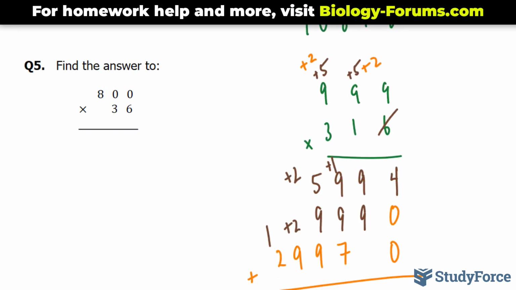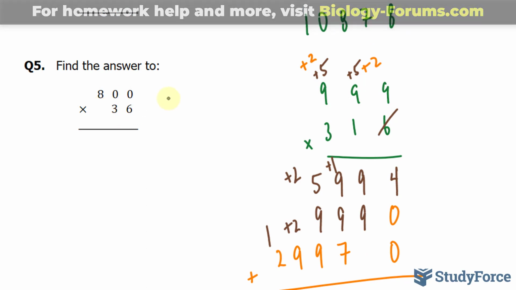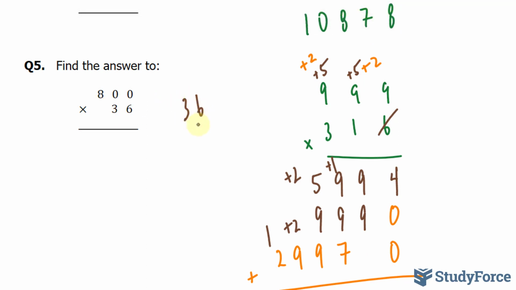Finally, in question number 5, they want us to find the answer to 800 times 36. To answer this question, what we can do is multiply 36 with 8, and then add the remaining zeros. 8 times 6 is 48. 8 times 3 is 24 plus 4 is 28. So we have 288, and we add those zeros. Our final answer is 28,800.